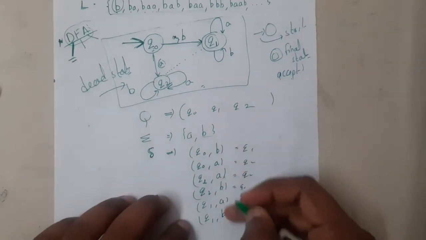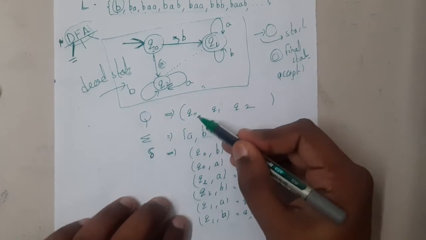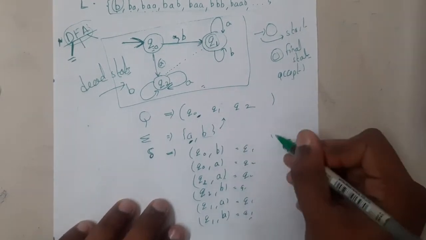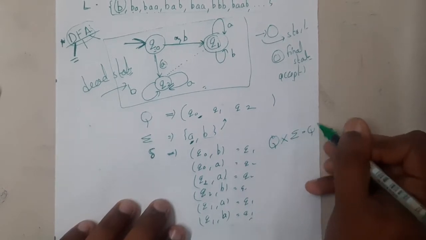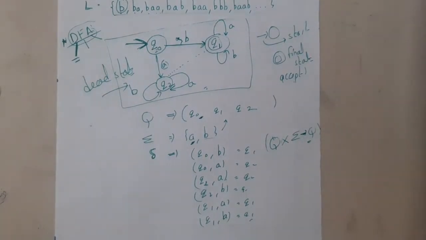So in simple words, this transition function, if you observe, is nothing but one value of Q, comma, one value of sigma gives another Q, right? So you can write it in this way: Q × Sigma gives Q, or implies Q. Got it? Yes. So that is the representation for it.